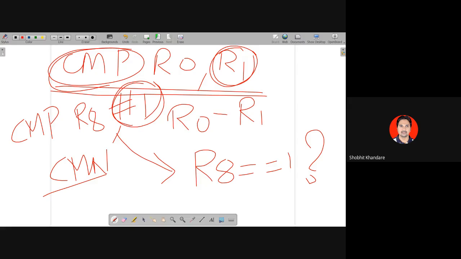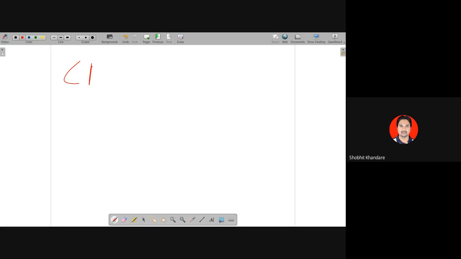Now come to the CMN. In CMN, what is happening? It is a compare negative. Okay. So what is the compare negative? In compare negative, let me give an example. In compare negative, if I am writing down CMN R0, R2.